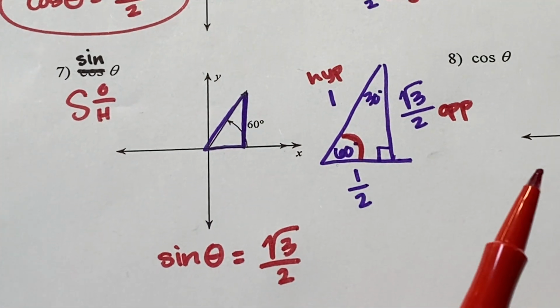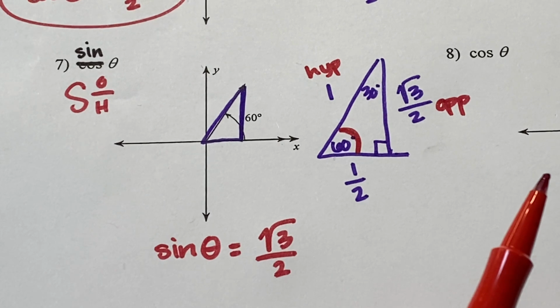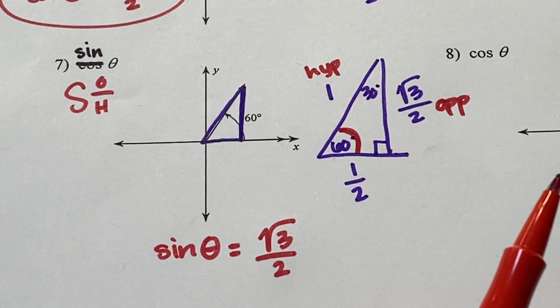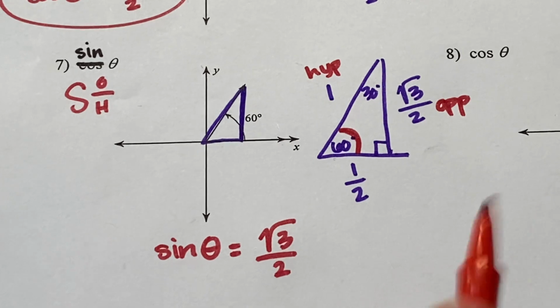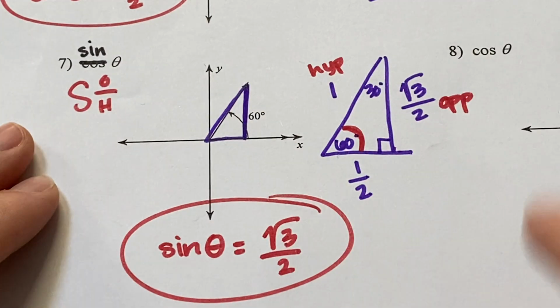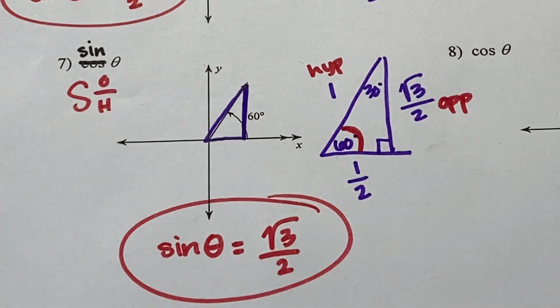And now do I have to write over 1? No. You never have to write divided by 1. That's not going to change your answer. So final answer, sine of theta equals root 3 over 2.